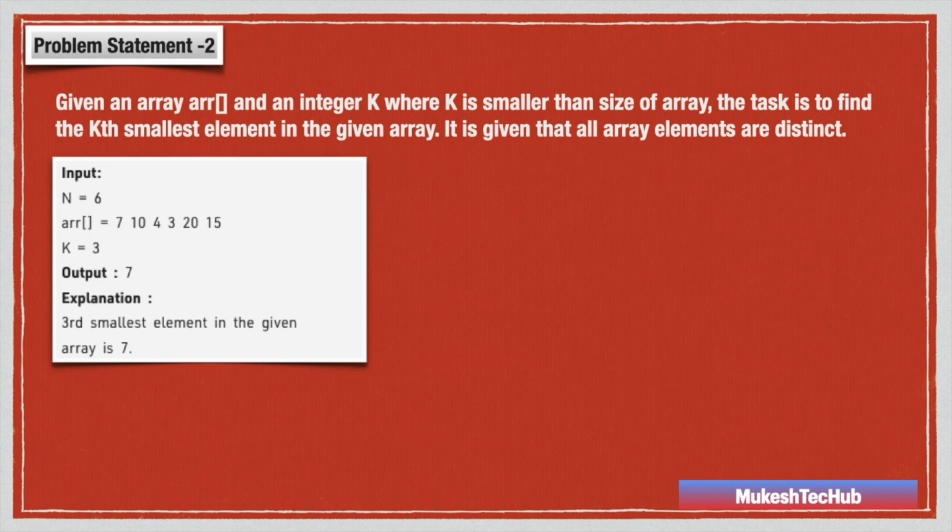So the problem statement says we need to find the smallest element from this array while passing the value of k. For example, if I'm passing k equals 3, then the third element should be returned. So according to the array, if I sort this array, the third smallest element would be 7.